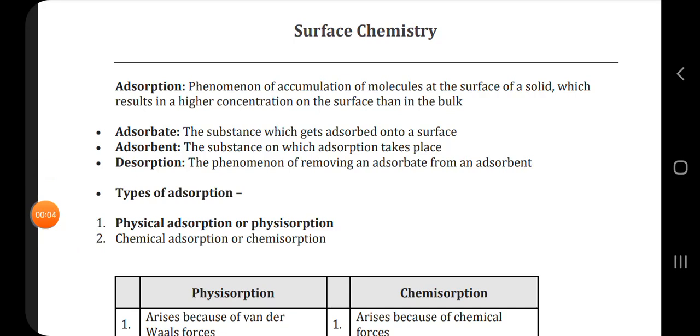In this video lecture, we will cover a new chapter of chemistry, that is surface chemistry. So first of all, what is adsorption? The phenomenon of accumulation of molecules at the surface of a solid, which results in higher concentration on the surface than in the bulk. Then adsorbate is the substance which gets adsorbed, and adsorbent is the substance on which adsorption takes place. Desorption is the phenomenon of removing an adsorbate from an adsorbent.